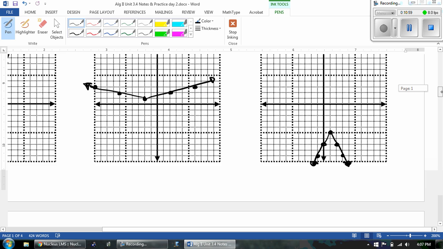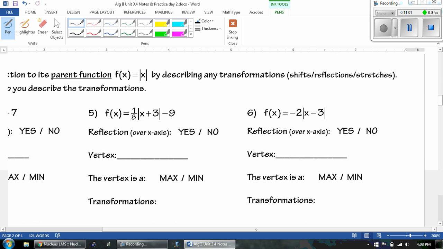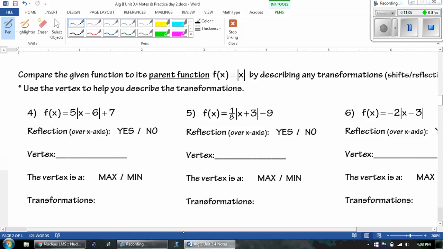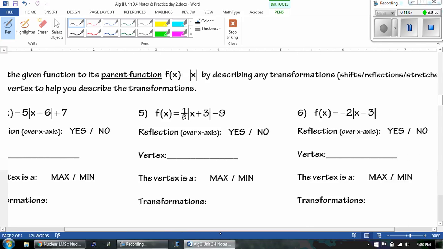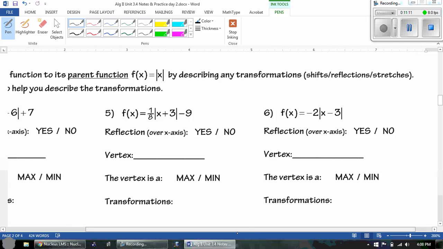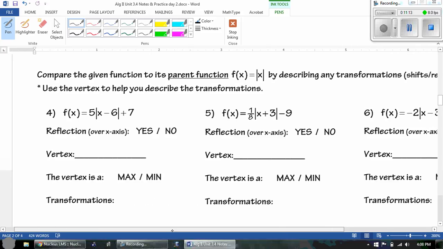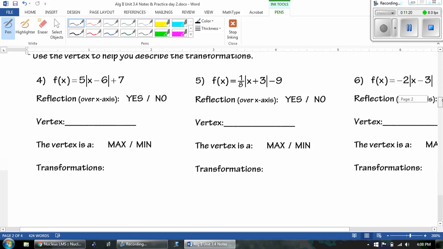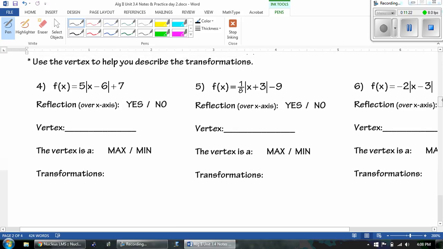All right, let's go and flip it over. Now on this side, all we have to do is compare the given functions to its parent function by describing any transformations, shifts, reflections, or stretches. Okay? Use the vertex to help you describe the transformations. So for these ones, we don't have to graph. We're just looking at what the function tells us to do and then to describe it.